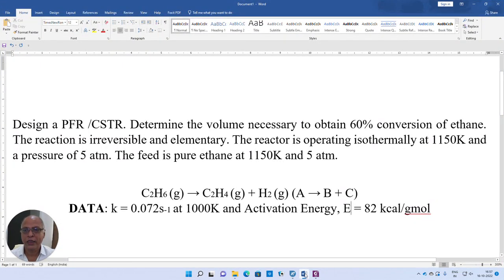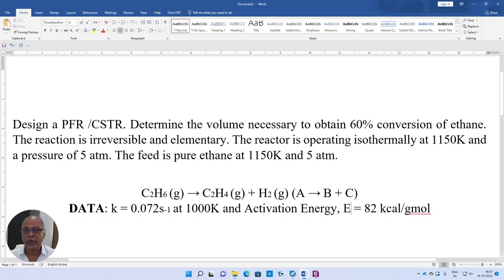In this session, I would like to demonstrate the design of both a flux reactor as well as the CSTR. And this is the reaction that is happening. It's a gas phase reaction. We expect to find out the volume of the reactor necessary to obtain 60% conversion.